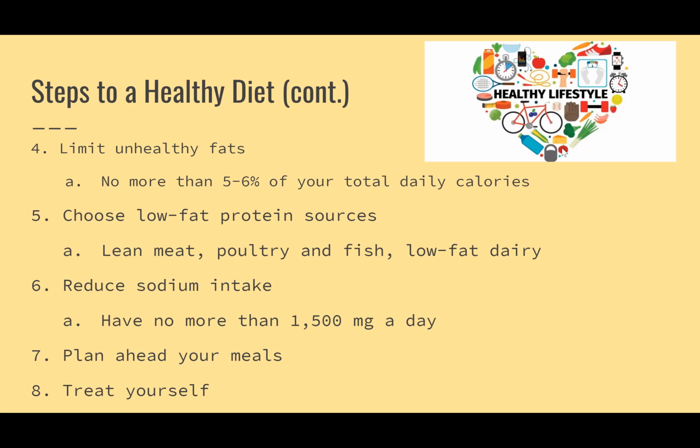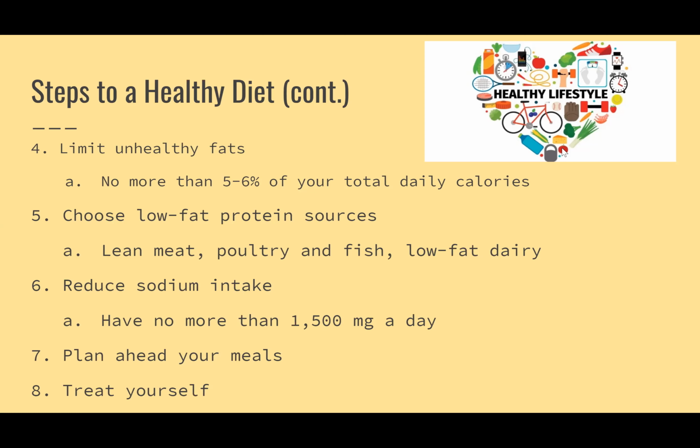And then step 5 would be to choose low-fat protein sources like lean meat, poultry, and fish. Low-fat dairy products and eggs are good sources of protein. Fish with plenty of omega-3 fatty acids like salmon and mackerel are really good alternatives as well. And the proteins that they recommended were low-fat dairy products, like 1% milk or skim, fish, skinless poultry, legumes, soybeans and soy products, and lean ground meats.